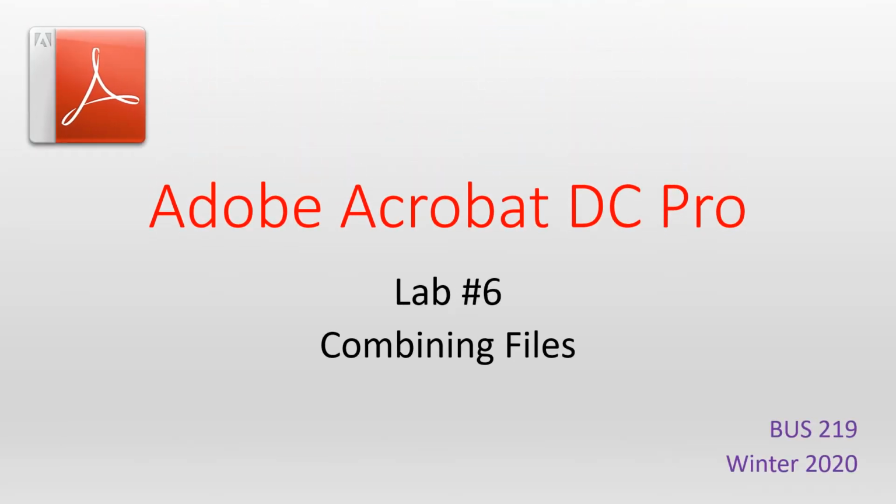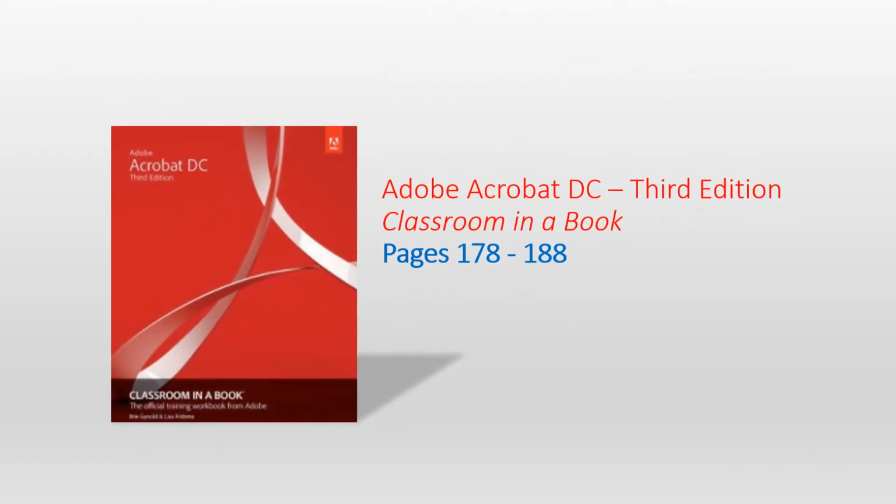This is Adobe Acrobat DC Pro Lab number 6. In this lab, we're going to be doing some combining of files. If you would like to follow along in the book with this lab, you'll find it on page 178 to 188 in our Classroom in a Book text.